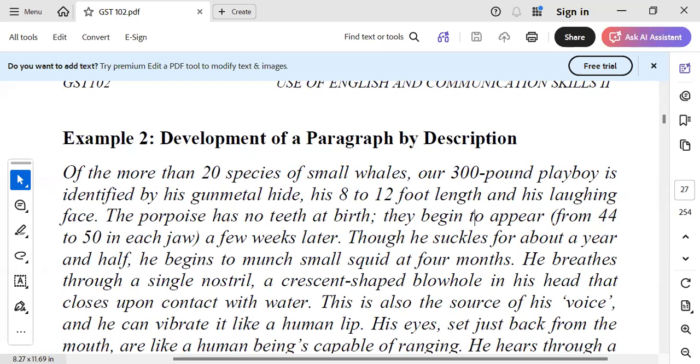Now, what are the words you can use in describing? Let me give you tips now. Words you can use in describing. We have words like beside, all those adjectives.